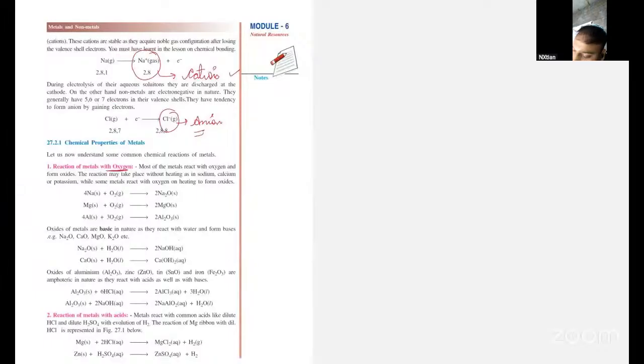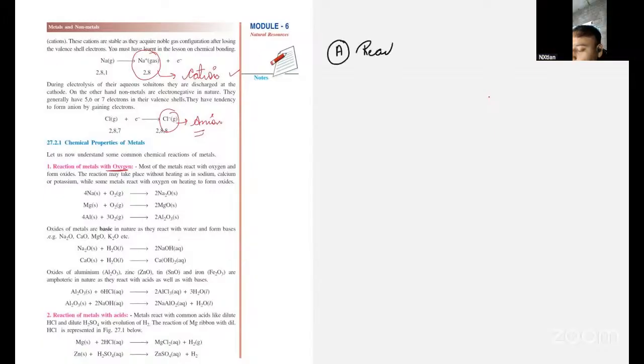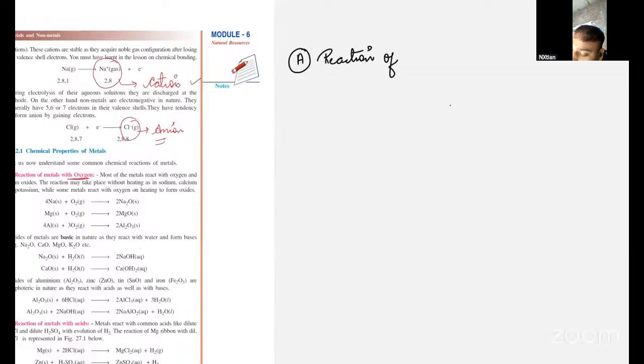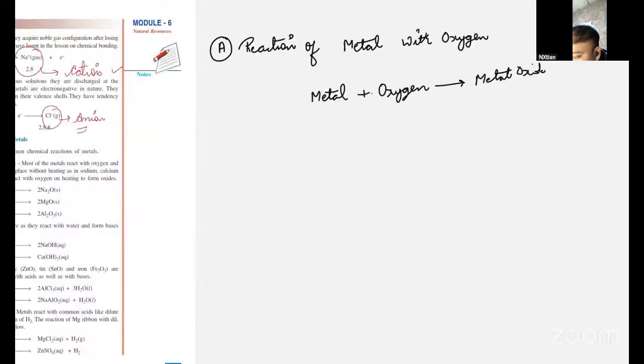Okay, so when metals react with oxygen, they form metal oxide. You can also write it down with me in the copy. Reaction of metal with oxygen. Whenever a metal reacts with oxygen, it will make metal oxide.